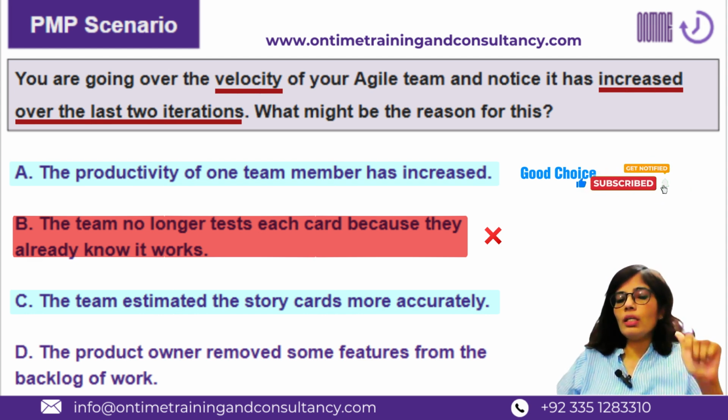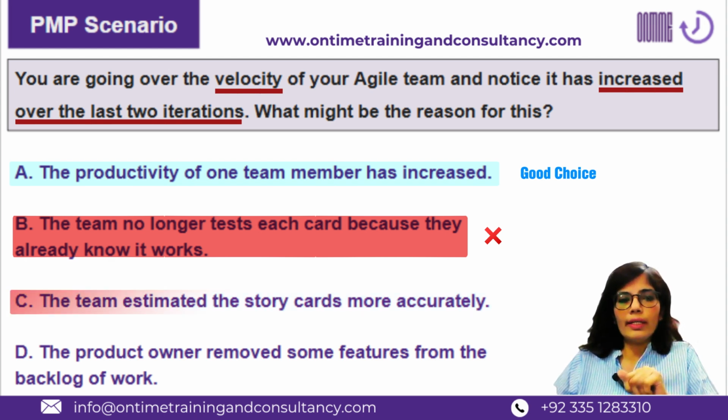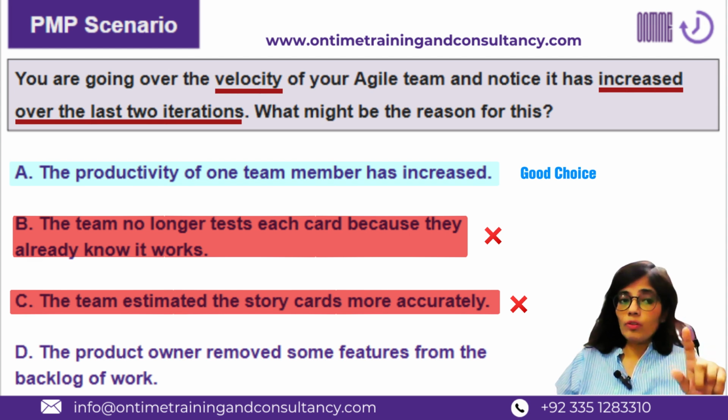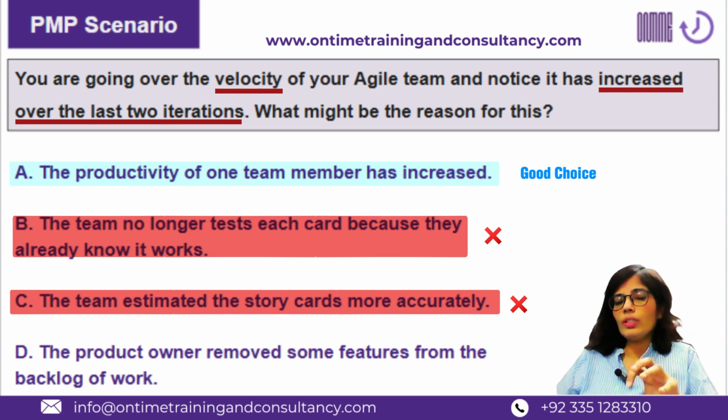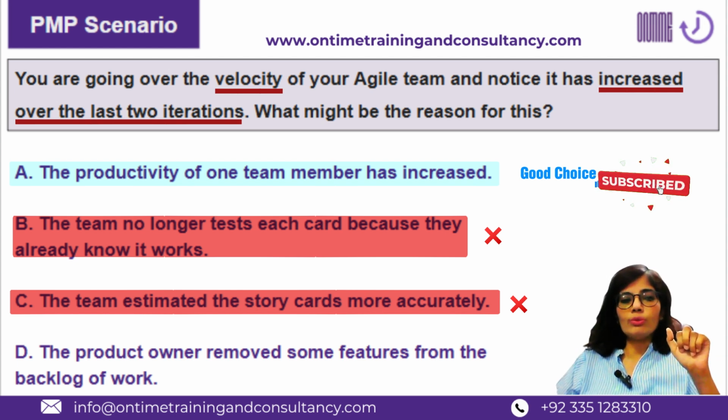So option C, although you were very tempted to believe that accurate estimation would lead to increased velocity, this is not the rule of thumb. Right? So C is not the correct answer. But yes, if you have some measures along with the accurate estimation to improve velocity, then C along with some measures could make sense, but that's not what we have stated in option C.